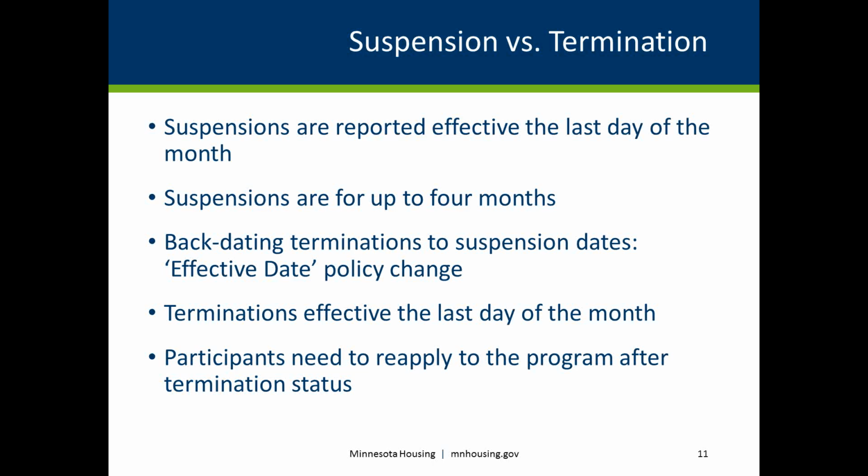For example, a participant may have been suspended in March, and after 4 months the participant terminated from the program. The termination effective date would be effective in July. Terminations are reported when someone leaves the program or exits the unit. The effective date of the termination must always be reported as the last day of the month.